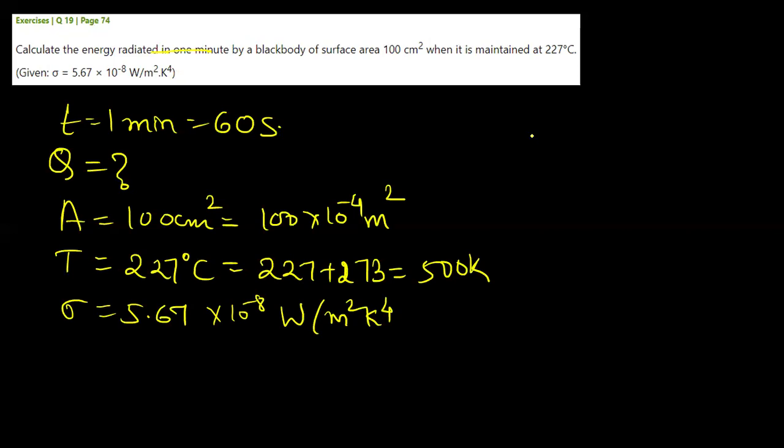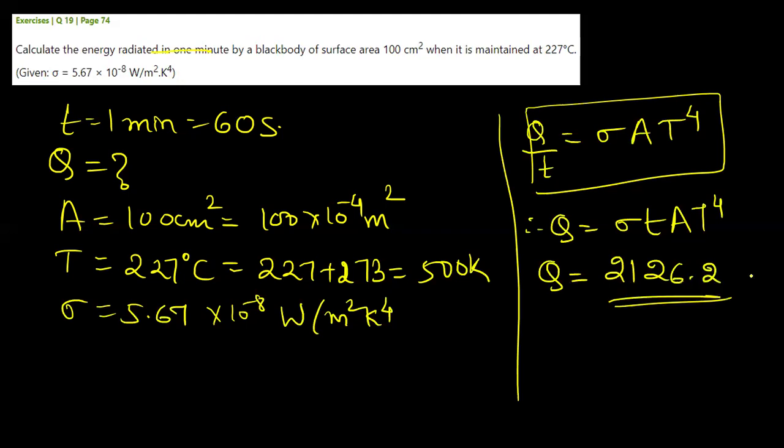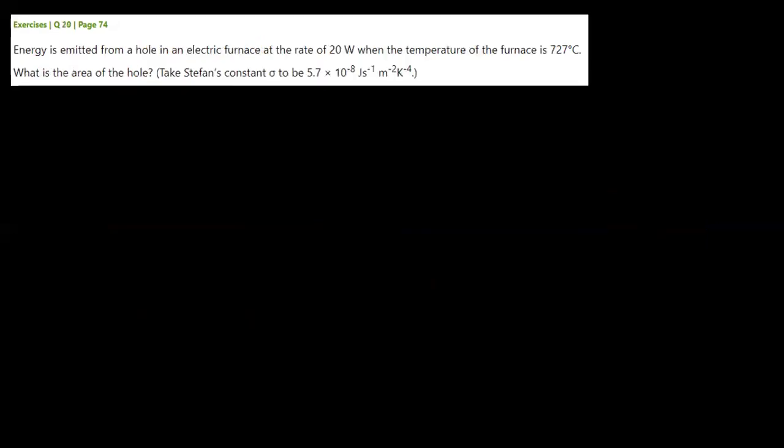So we know this relation: Q by t equal to sigma A T raised to 4. Therefore Q will be equal to sigma t A T raised to 4. So just substitute the values for sigma, t, capital T, area, everything. When you substitute the values and solve, you get the answer as 2126.2 joule. So Q equal to sigma t A T raised to 4. Substitute the values and you will get this answer.